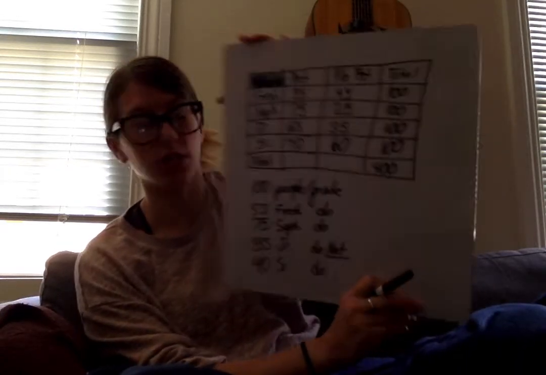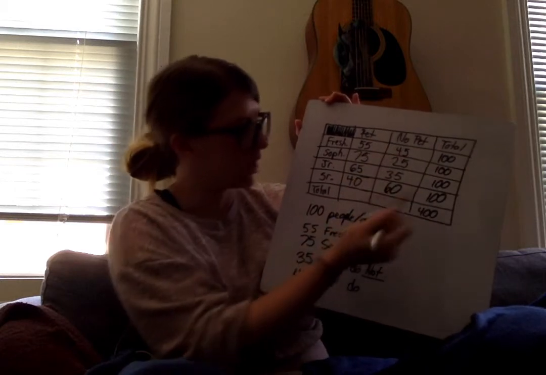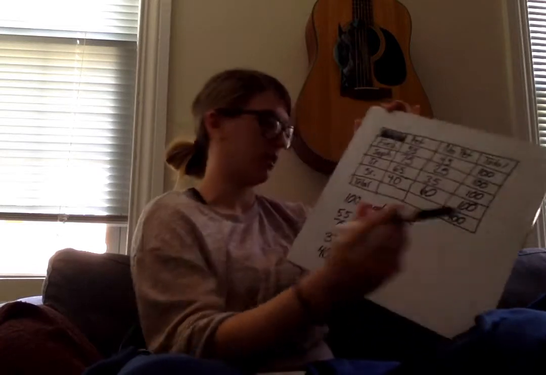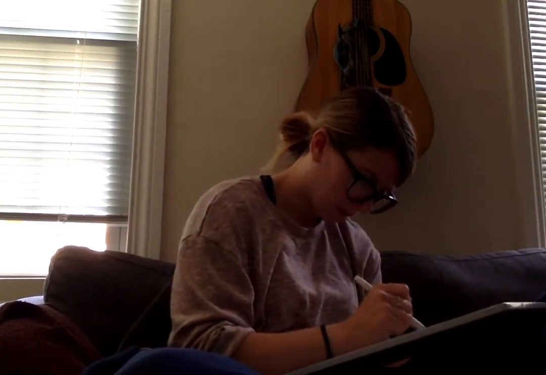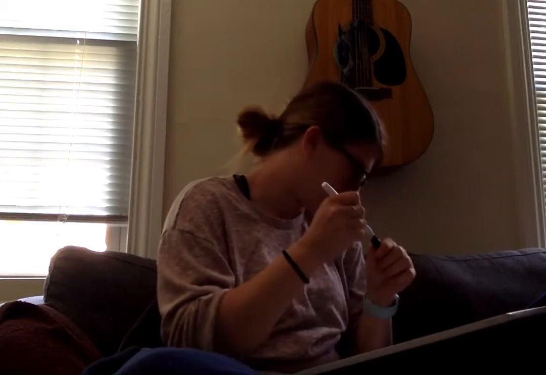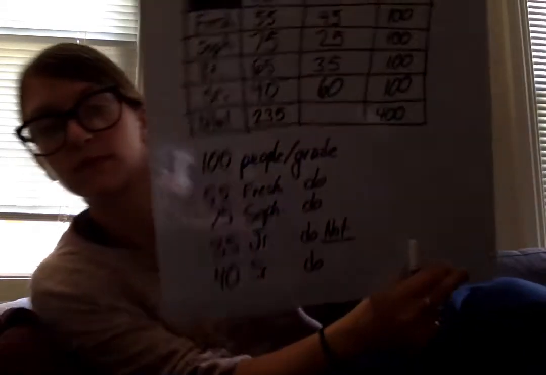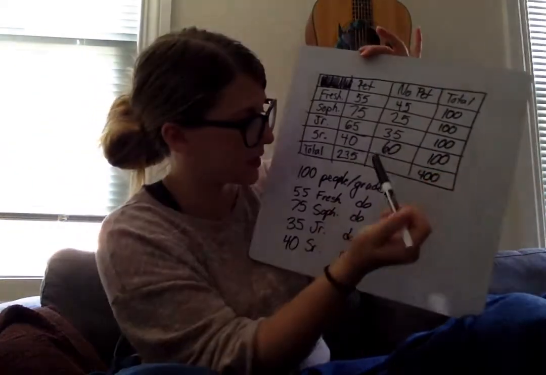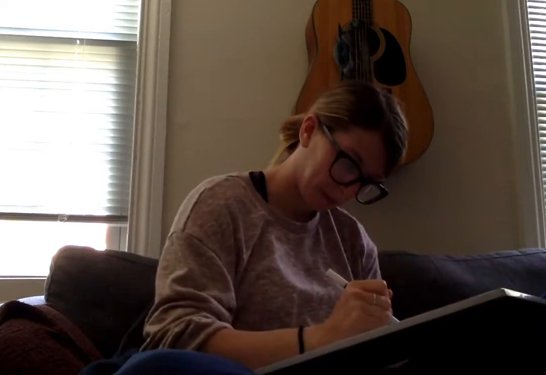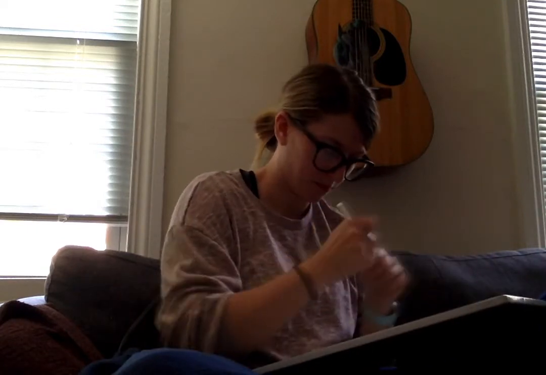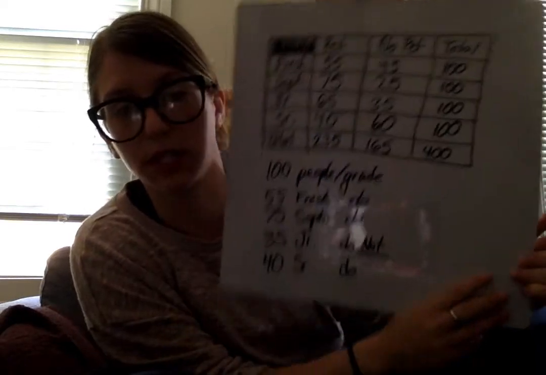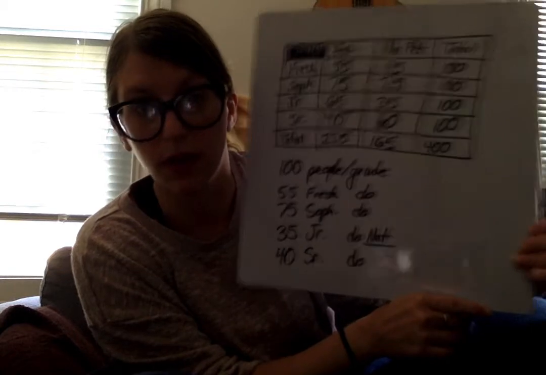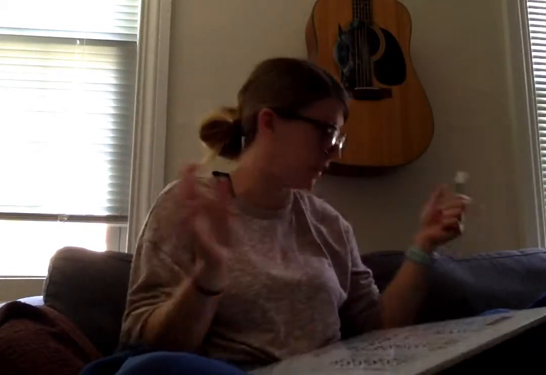And then the very last thing you want to do is just tally up this column. We're going to do 55 plus 75 plus 65 plus 40, and that gives us 235. And then we're going to do 45 plus 25 plus 35 plus 60, and that's going to give us 165. Great. So now our entire table is filled out. It's everything you need to know. Great. Awesome. Now we can move on. So that's how to fill out a table.